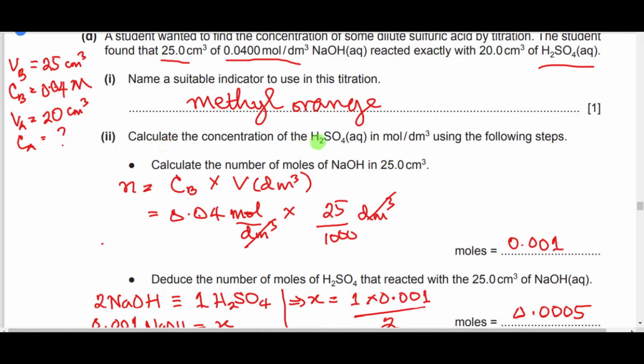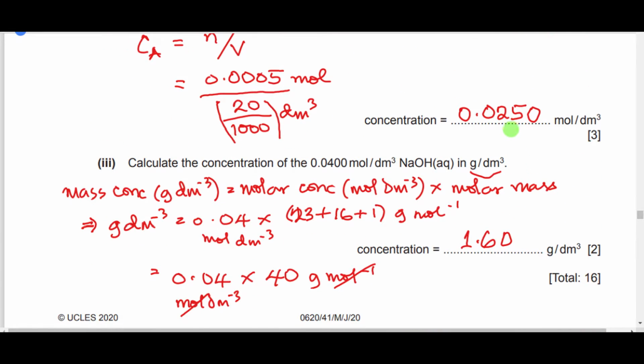Now we're told to calculate the concentration of H2SO4 in moles per dm cube using the following test. That is the concentration of the acid, and we've done that. Now this is a different question. Here we are asked to calculate the concentration of the 0.04 mole per dm cube sodium hydroxide in grams per dm cube. Concentration in grams per dm cube is mass concentration, while concentration in moles per dm cube is molar concentration, and the relationship between the two is: mass concentration in grams per dm cube equals molar concentration in moles per dm cube times molar mass, because we can easily calculate the molar mass of the base.